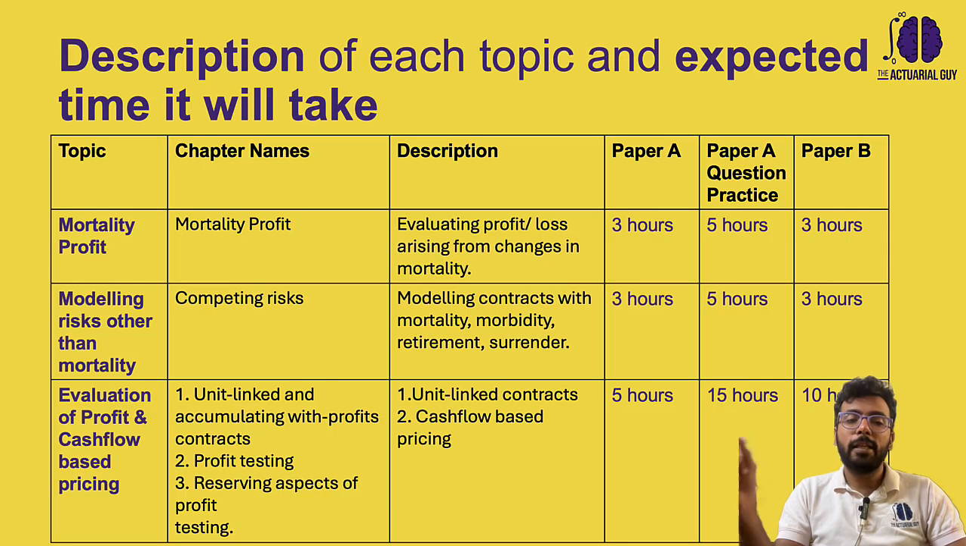Okay. Modeling risks other than mortality. Here we talk about risks of falling sick, risks of people retiring, surrendering, right? Can we make contracts based on these, right? What if someone just surrenders the policy before they die, right? How do I deal with that in a life insurance contract?